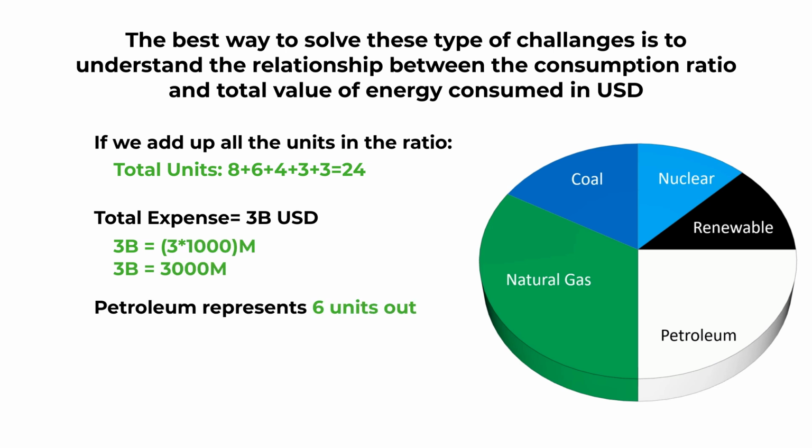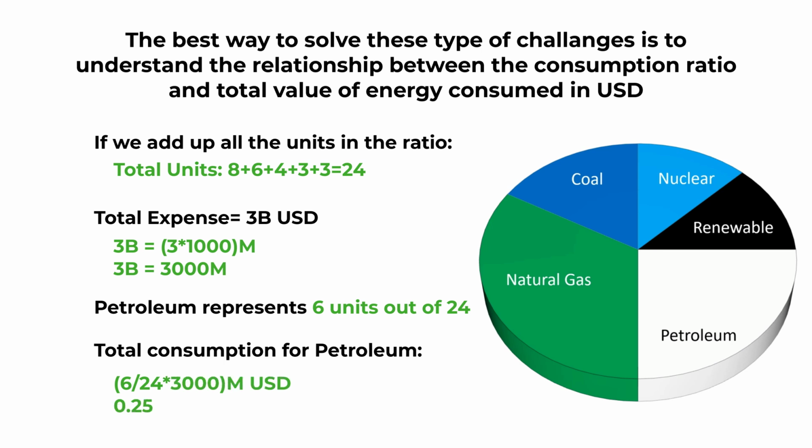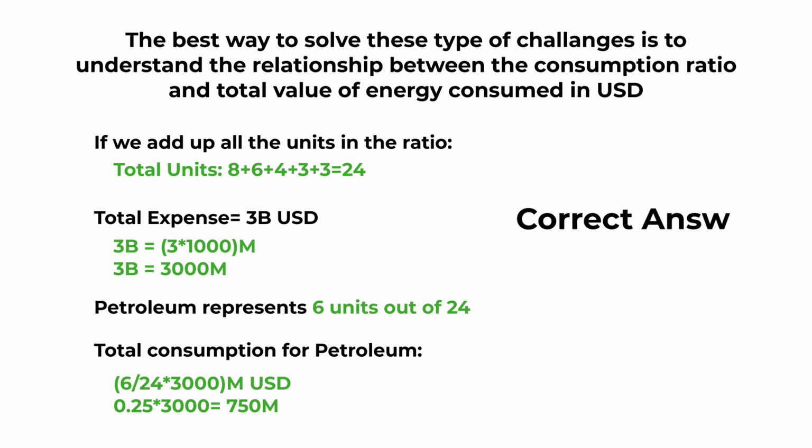Petroleum represents 6 units out of 24, so the total consumption of petroleum can be calculated as 6 divided by 24 multiplied by 3,000, and we will get 0.25 multiplied by 3,000, which equals $750 million. So the correct choice here is choice C, $750 million.